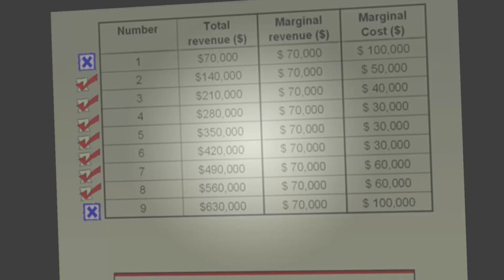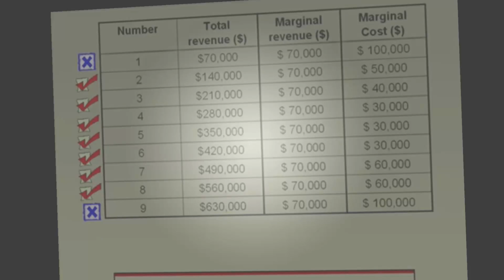Do you want to prove it? Okay. At 8 machines, what's the revenue? It's 560,000. At 8 machines, what's the total cost? If you look at your total cost chart, it's 400,000. So the profit is 560 revenue minus 400,000 cost equals 160,000. Choose any other number, your profit will be less than 160,000.